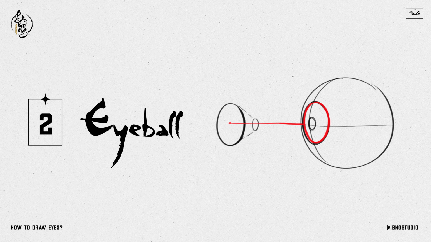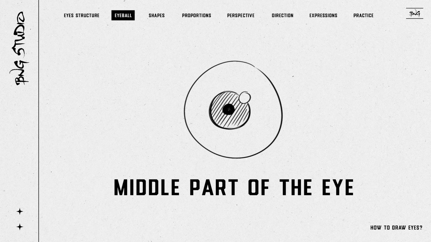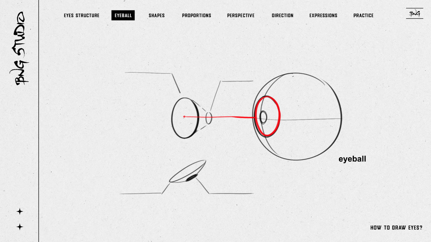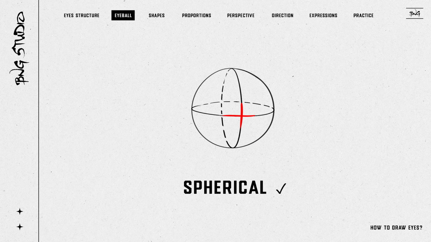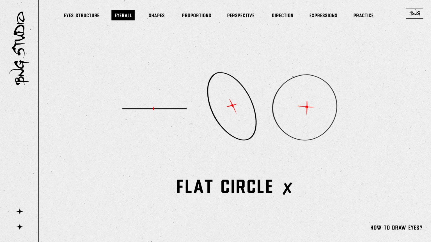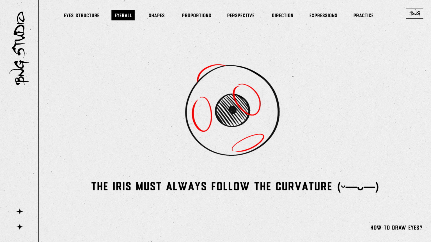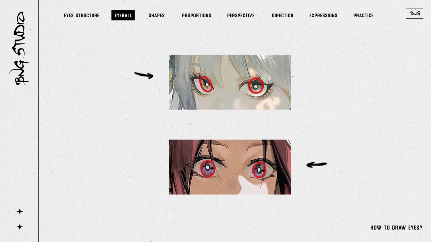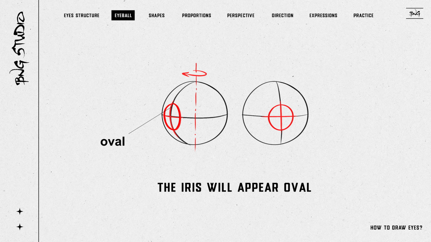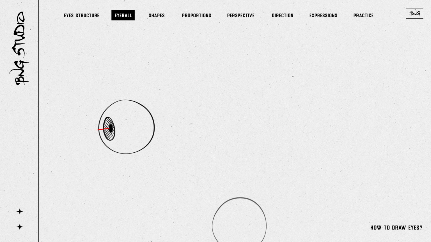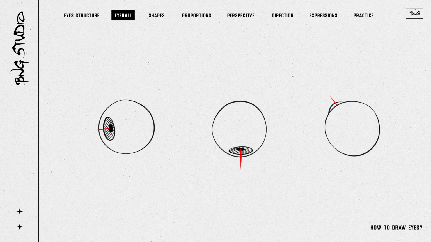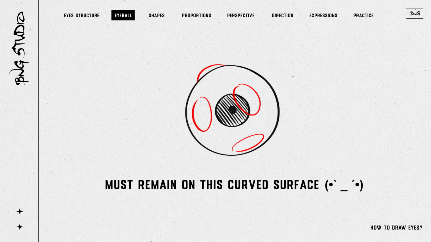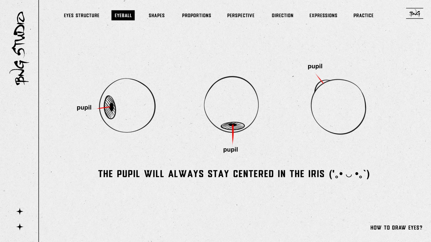2. Eyeball. Now let's dive deeper into the middle part of the eye. It includes the eyeball, iris, and pupil. Always remember that the eye is spherical, not a flat circle. Therefore, the iris must always follow the curvature of the eyeball. When the eye is viewed from an angle, the iris will appear oval. Similarly, when the character is looking sideways, up or down, the iris must remain on this curved surface, and the pupil will always stay centered in the iris.